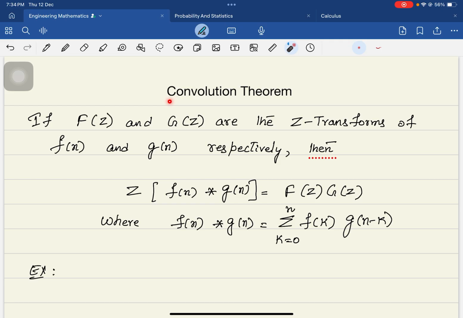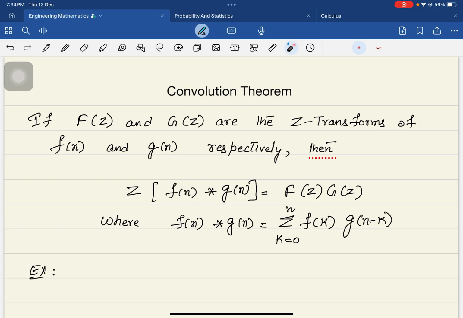In today's lecture, I am going to explain the convolution theorem. In the previous couple of lectures, we have understood how to do the inverse Z transformations, and we have done a few methods and few problems using the inverse Z transformations. Now, let us solve the convolution theorem.